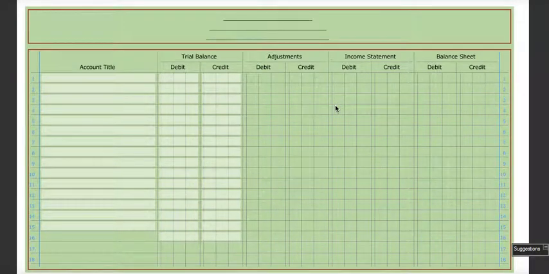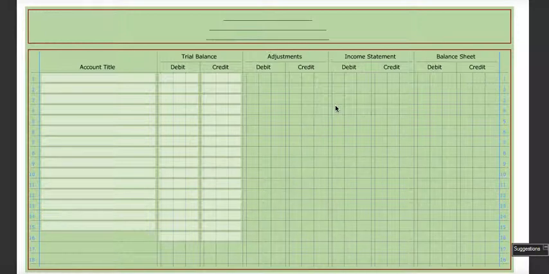Made it to chapter 6, and we're going to be working on recording the trial balance on a worksheet. So in my directions, I'm given different account titles and then account balances listed as a debit or credit. So all we need to do is label our worksheet and then go along and put in our account titles and our balances for section 6.1.